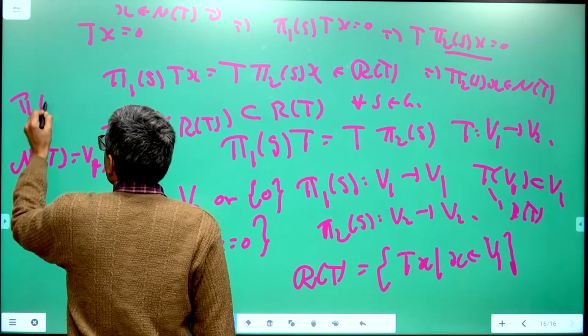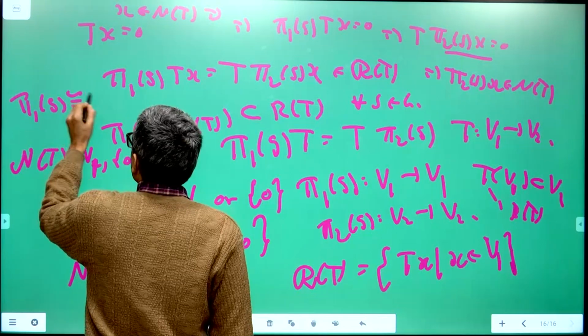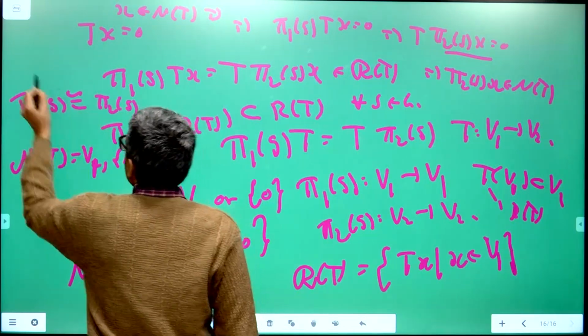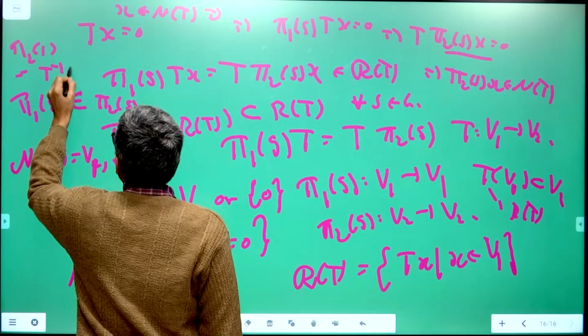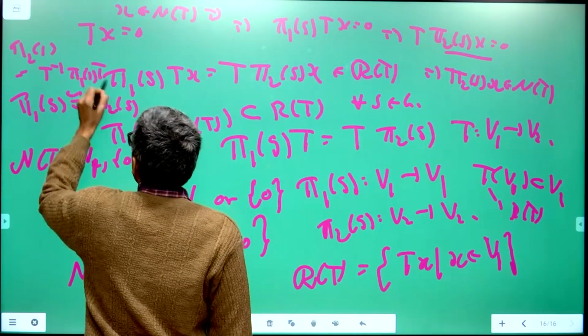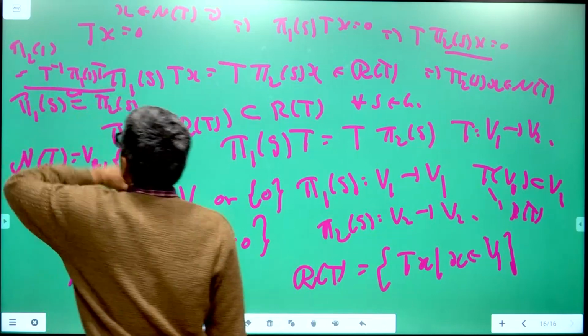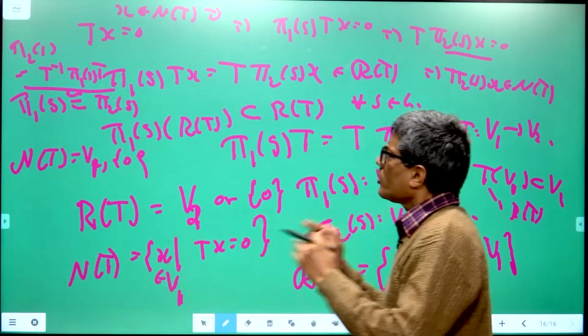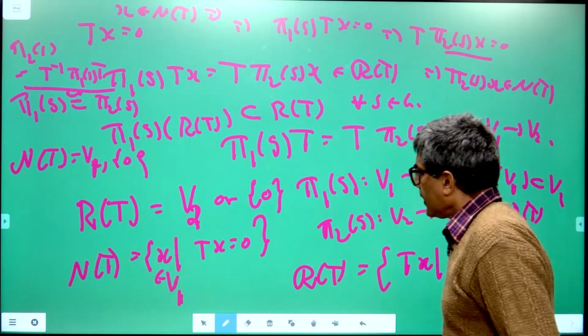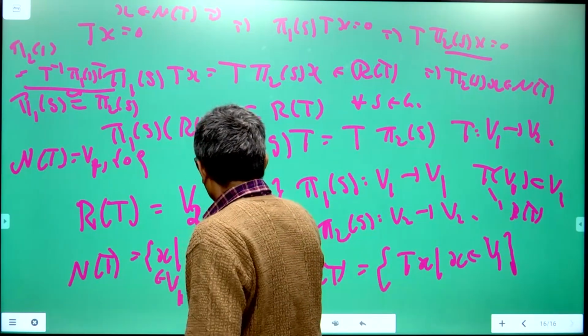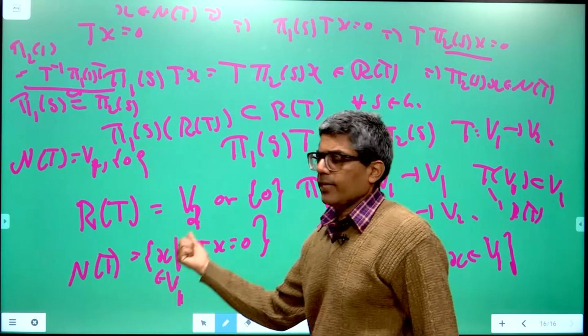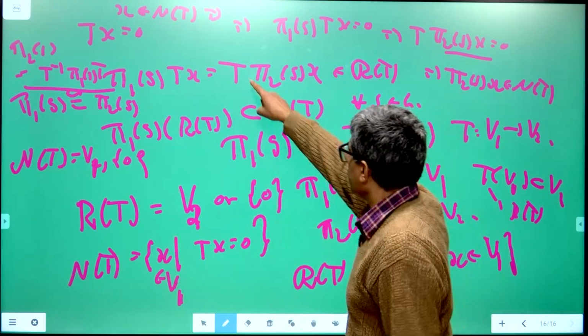So this will imply that pi 1 g is isomorphic to pi 2 g; they are equivalent representations. That is, you can write pi 2 g as T inverse pi 1 g T. But T inverse exists and it is a one-to-one onto transformation. That means pi 1 and pi 2 are equivalent representations. On the other hand, if the range of T is simply 0, then T is the 0 operator and we have nothing to do. We have proved the claim that T is 0.